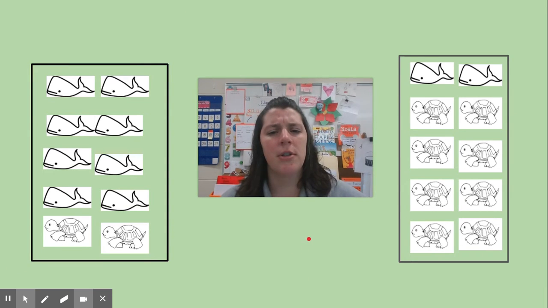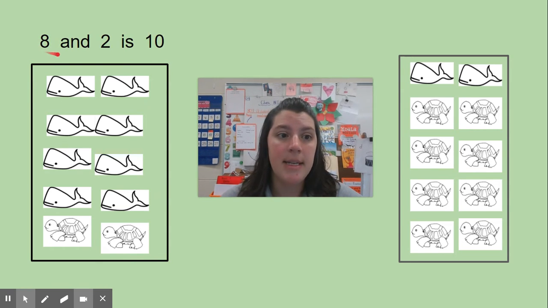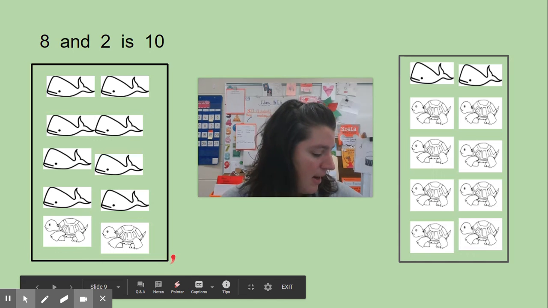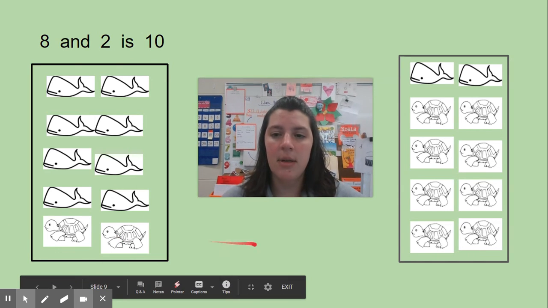Look, I made the pictures a little smaller because I want to show you something. Here are the numbers and words to match what we just said. 8 and 2 is 10. What's the 8 for? The whales. The 8 represents the whales. What does the 2 represent? The turtles. You got it. Okay, 8 and 2 is 10.